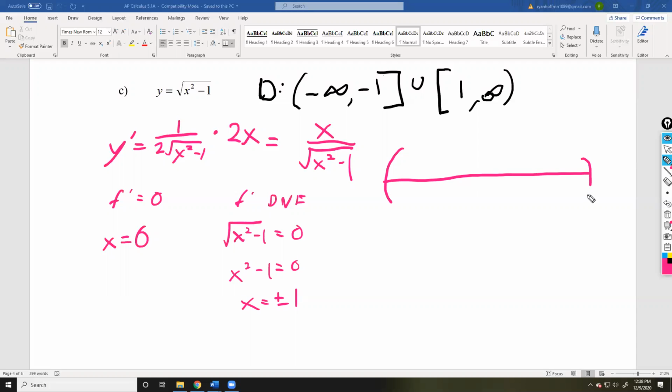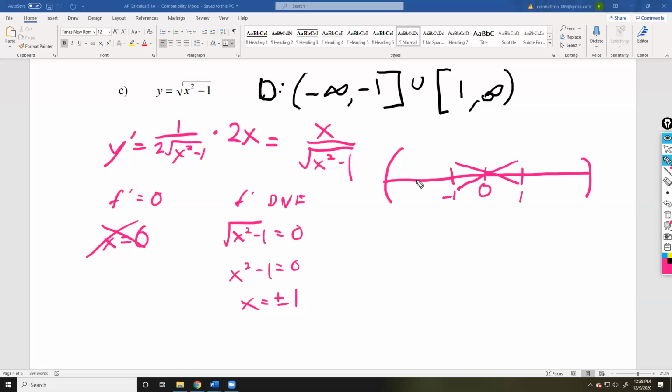So now I'm going to make my sign chart. Negative 1, positive 1, and then I had 0. Guess what? 0 is not in our domain, so we don't care about it. So we don't need to deal with this zone at all because the function doesn't exist there. So we need to think about what's happening in the derivative to the left of negative 1, what's happening in the derivative to the right of 1.